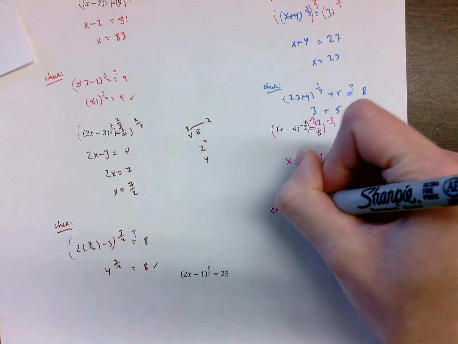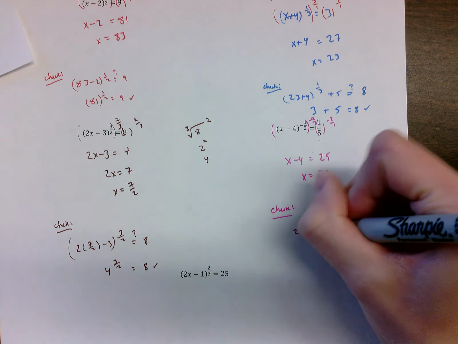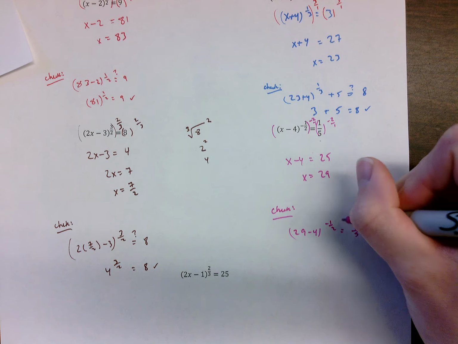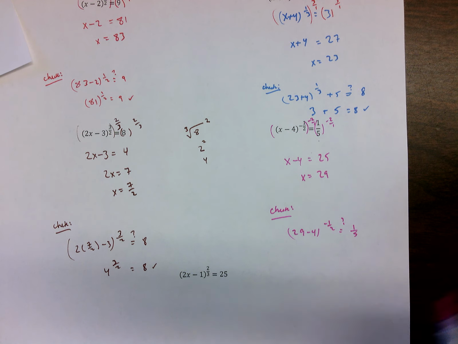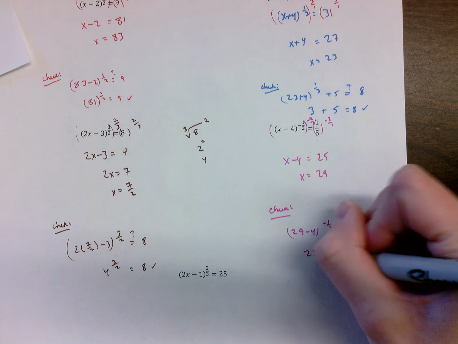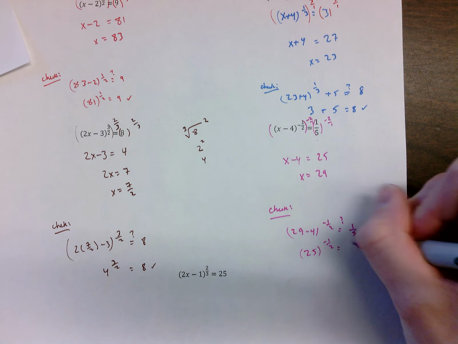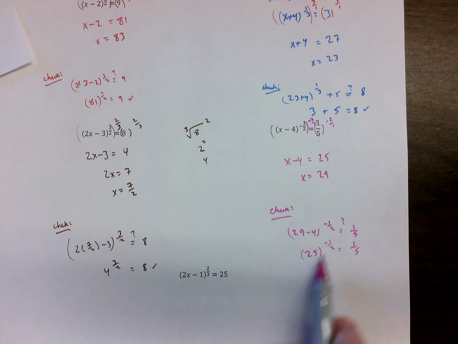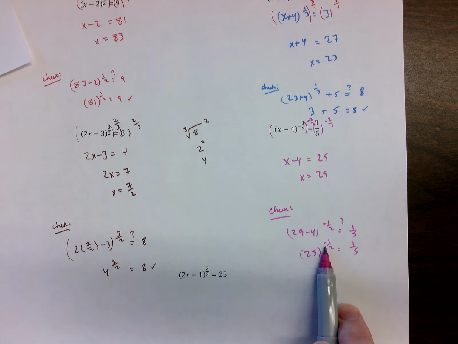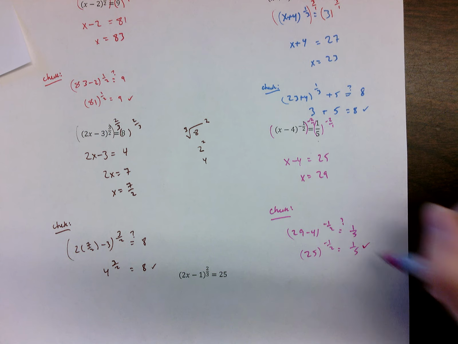Add 4 to both sides, so x equals 29. When I go to check this, I'm going to do 29 minus 4 to the -1/2. We want to know if that equals 1/5. So 29 minus 4 is 25. Then 25 to the 1/2 we know would be 5, and the negative tells you to flip, so 1/5. So we're still good.